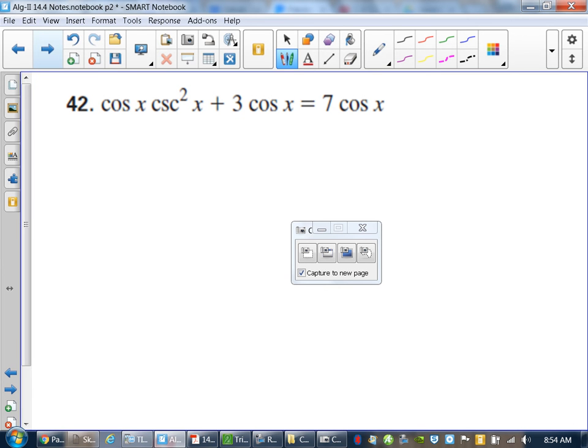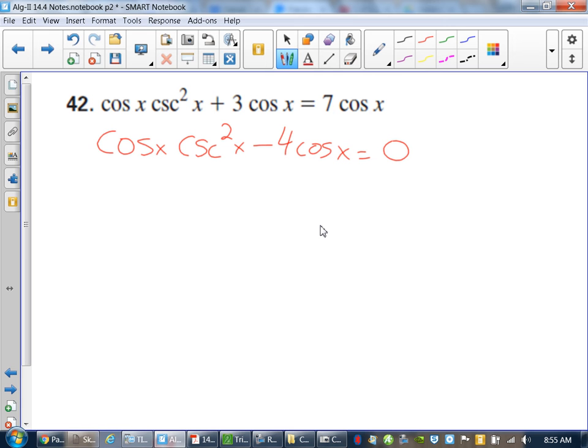Okay. So you have cosine x cosecant squared x plus 3 cosine x equals 7 cosine x. In other words, a whole bunch of fun. You can just combine all those things. Well, first thing you have to do is set one side equal to 0, which means I'm going to move the 7 cosine x by subtraction. So in doing so, I get this: cosine x cosecant squared x minus 4 cosine x equals 0. Bless you.